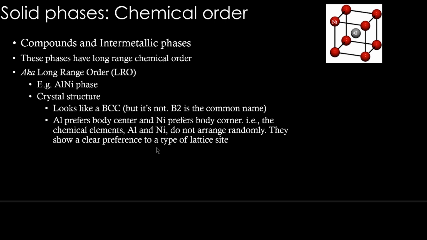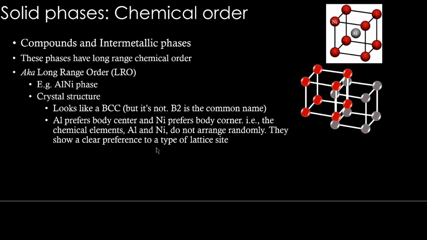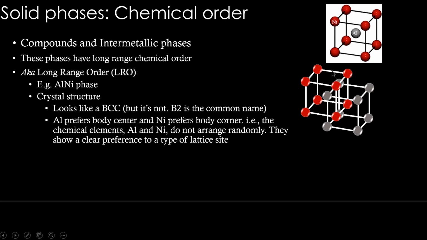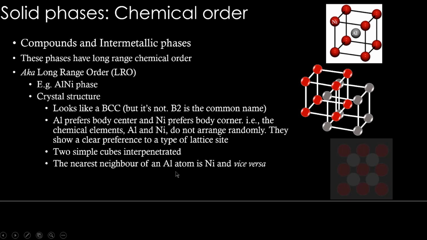We can understand this better by imagining nickel atoms forming a simple cube and aluminum atoms forming a simple cube, interpenetrated into each other. The aluminum goes into the body center of the nickel simple cube. This looks like a BCC, but it is not. It is basically two simple cubes interpenetrated. The nearest neighbor of an aluminum is nickel, and for nickel it is aluminum, like this in two dimensions.